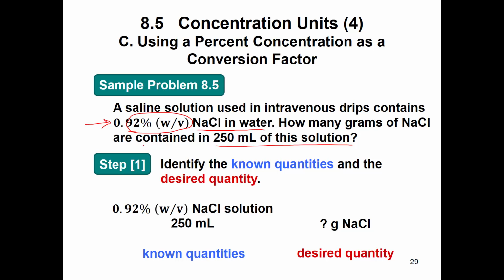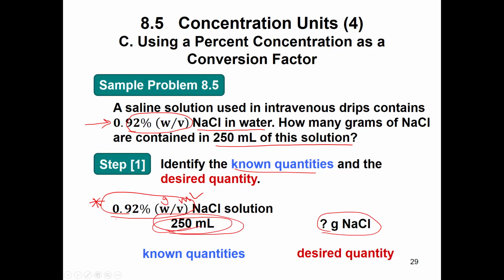So first you look at your known quantities. You've got 0.92% weight volume of a solution in 250 milliliters, and you're wanting to know grams of sodium chloride. Now remember, weight is going to be in grams and volume is going to be in milliliters. So this percent, this concentration, can act as a bridge between your milliliters and your grams.